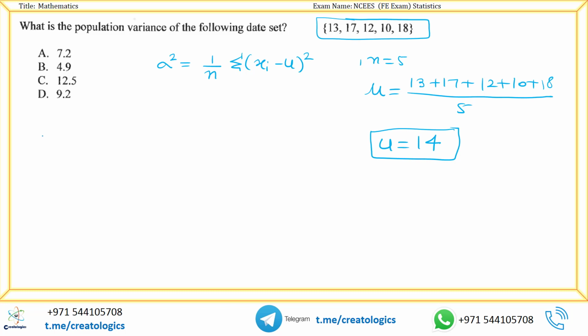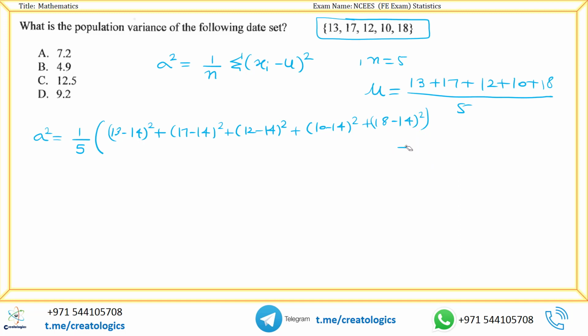So let me calculate it for you. Sigma squared is equal to 1 over 5 of, now 13 minus 14 squared plus 17 minus 14 squared plus 12 minus 14 squared plus 10 minus 14 squared plus 18 minus 14 squared. Now take the sum of all these and simplify it using your calculator. Whatever you get will be your final answer. So here I am using my calculator and I am getting sigma squared as 9.2.